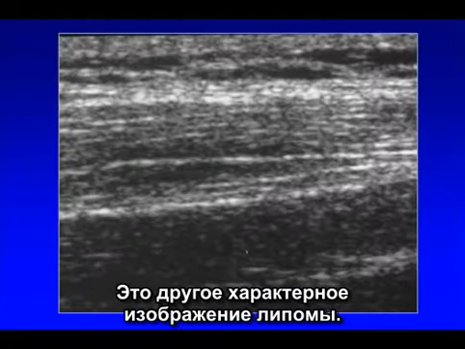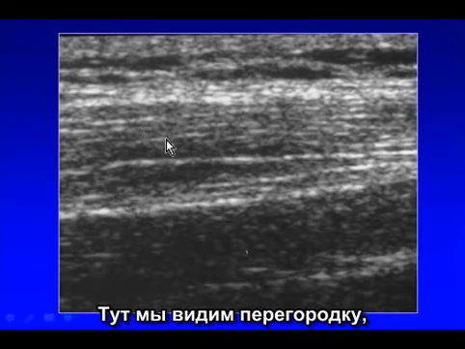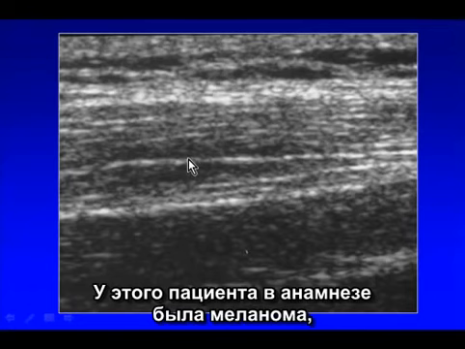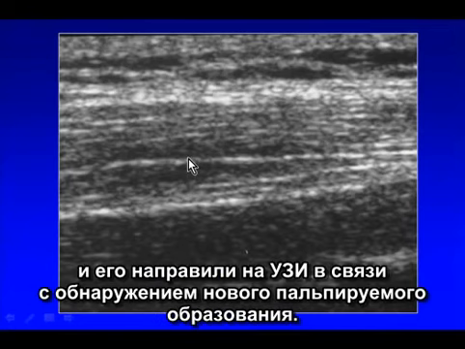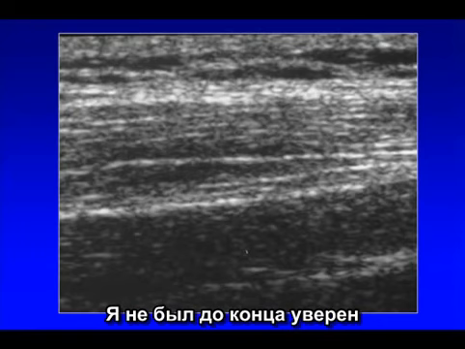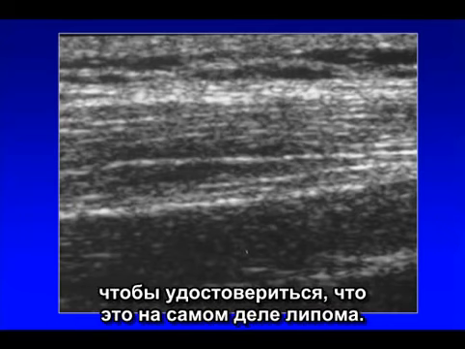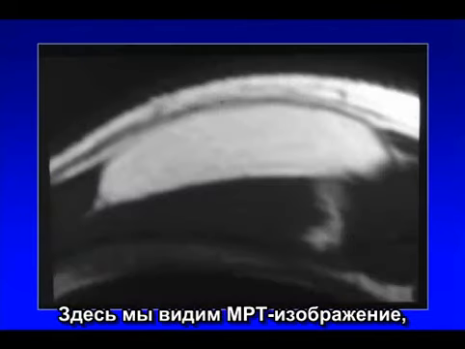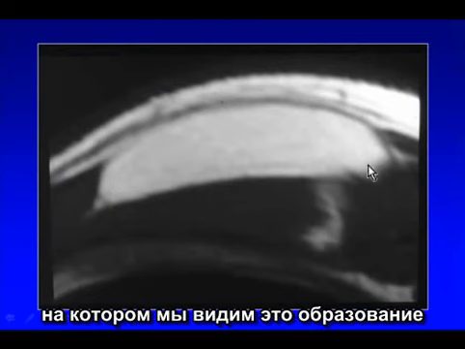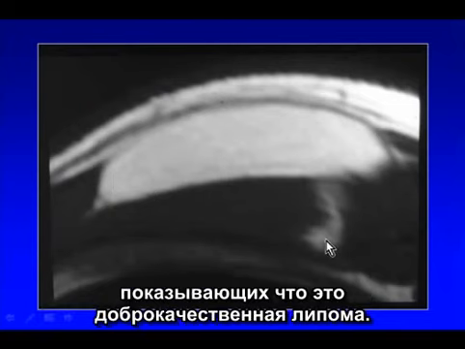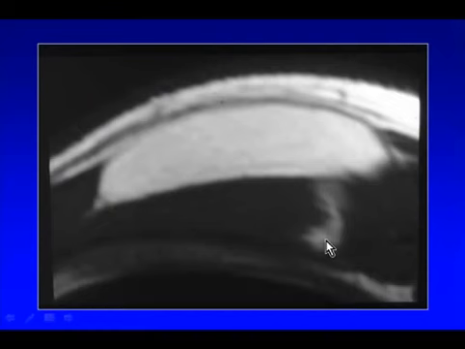This is another characteristic appearance of lipomas, these preserved septa that one can see within the mass. Now, this patient had a history of melanoma and was being sent for a new palpable mass, so I wasn't completely comfortable at this point letting this go. And so I wanted to get correlative imaging to prove that this was in fact a lipoma. Here's the MRI showing the lesion, which actually tracked with fat on all pulse sequences, indicating that in fact it was a benign lipoma.